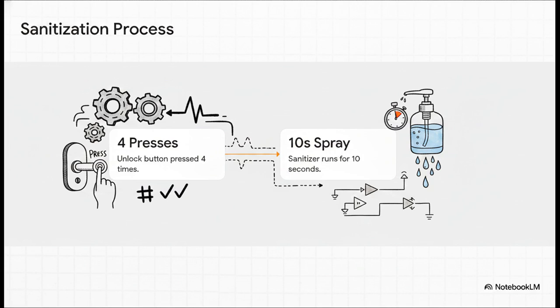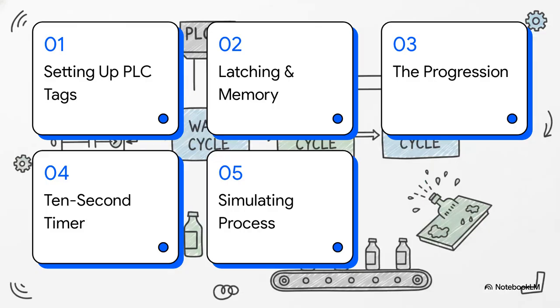Step 2. Only after that 4th and final press is registered does the sanitizer run, and it runs for exactly 10 seconds. Sounds incredibly simple when you say it out loud, right? But translating that precise sequence, reliably counting those physical presses, and then timing a spray into a ladder diagram requires a really specific progression of logic blocks. To get there, we'll run through setting up PLC tags, latching and memory bits, the progression sequence, the 10-second timer, and finally, simulating the process.